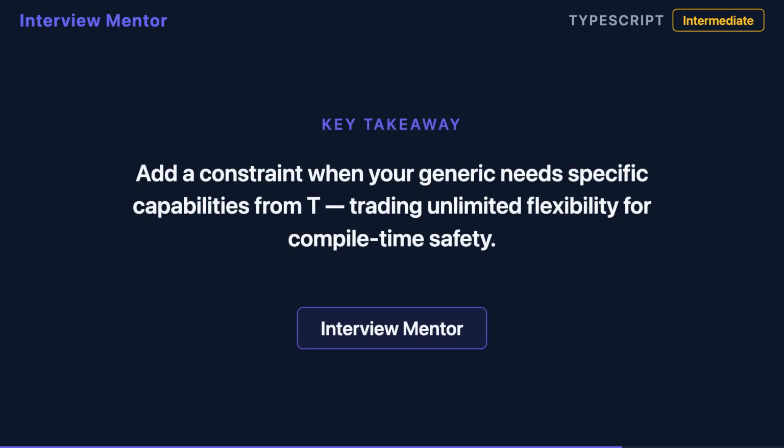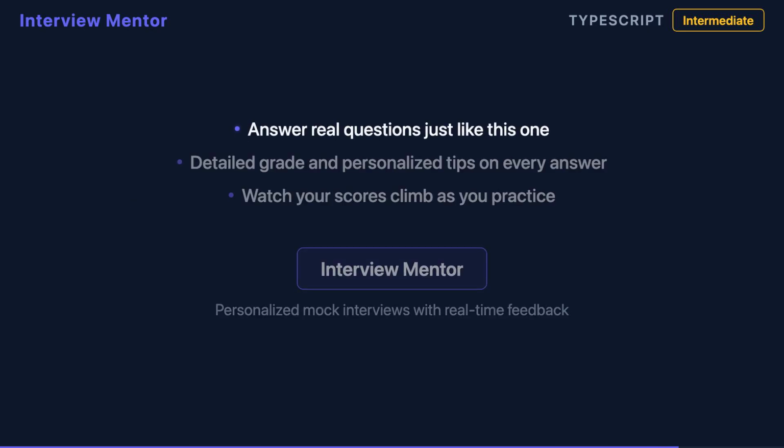Constrain a generic type when you need to call methods or access properties on T, trading flexibility for compile-time safety.